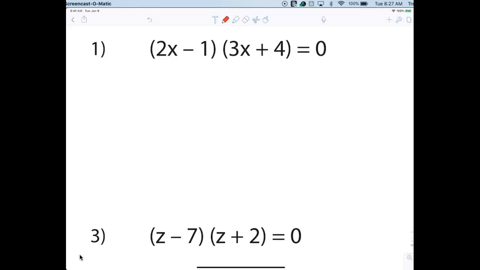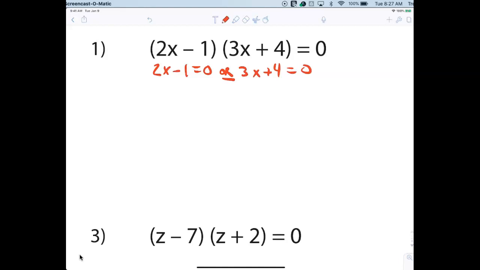So one of those factors has to equal 0, right? So what everybody's going to do is write down 2x minus 1 equals 0, and then write down 3x plus 4 equals 0. Now technically there should be an or statement in there, but I just leave that out. Can x be different numbers at the same time? No, if you say x is a number, that's x for the entire problem.